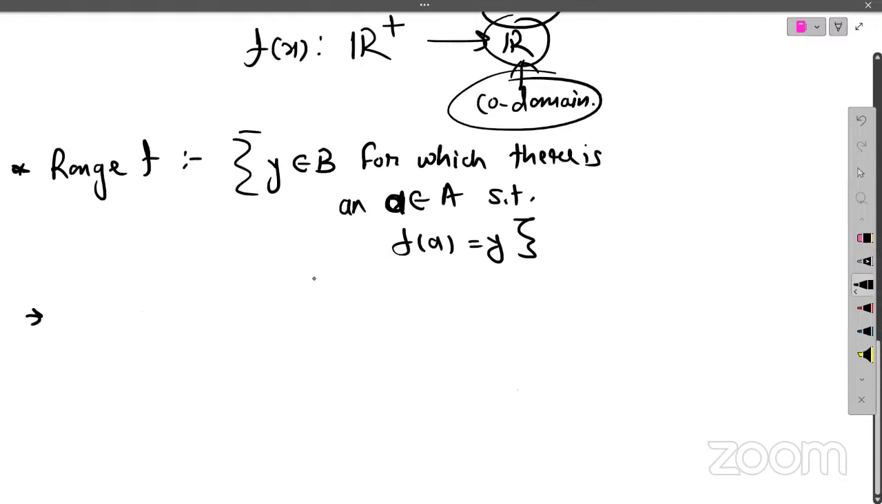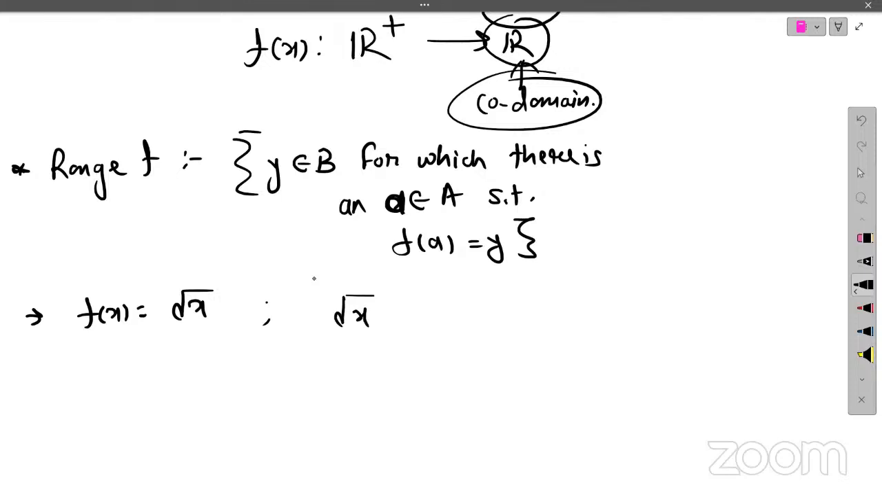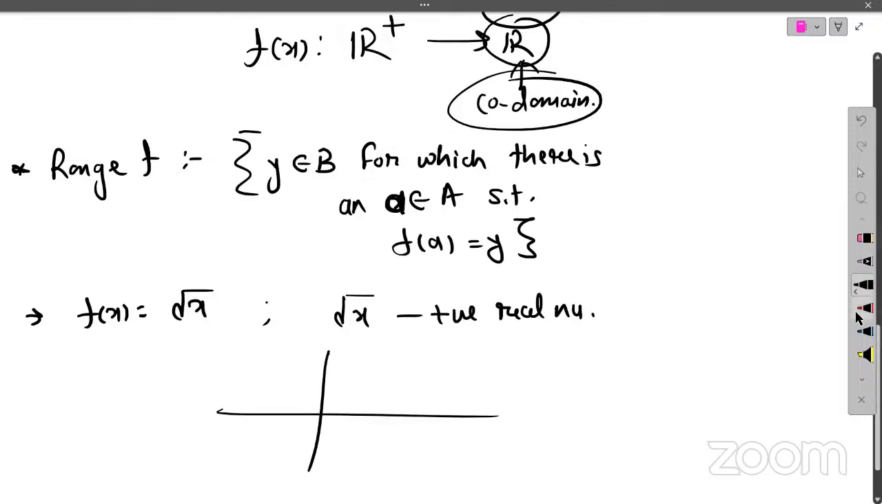f of x is equal to under the root of x. Now we know that if you take any real number, then under the root of x is always a positive quantity, right? A positive real number. Because you know the graph of under the root of x will look something like this. Okay? This is the graph of under the root of x. So that means it is taking all positive y-axis as its range.